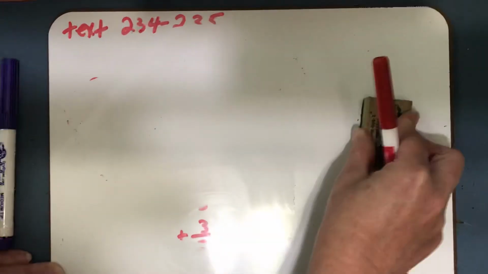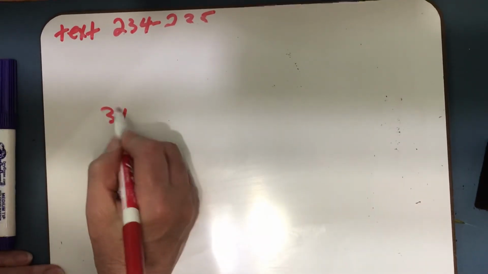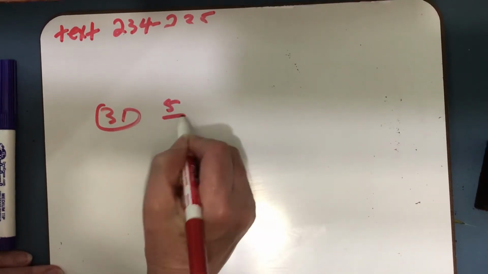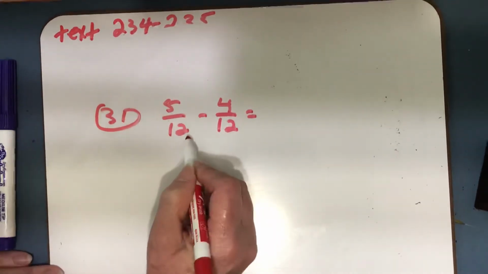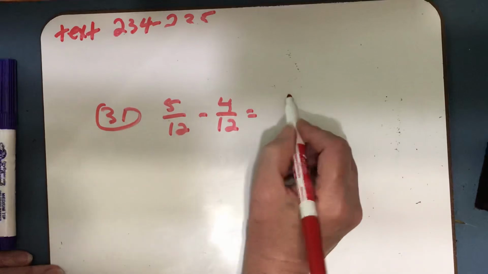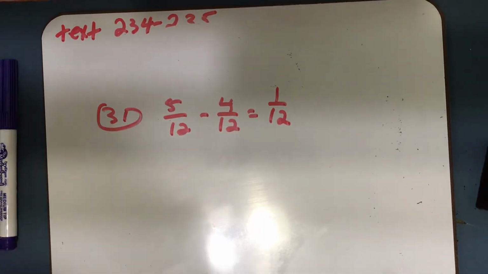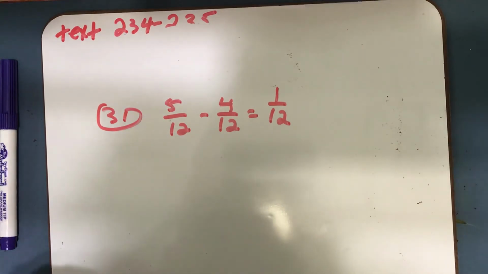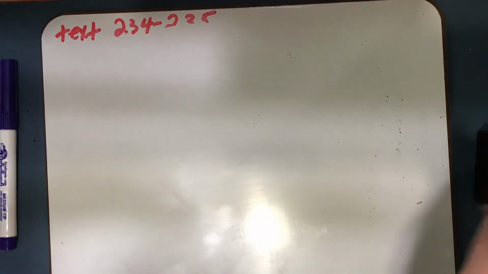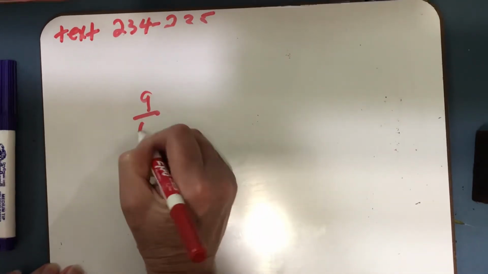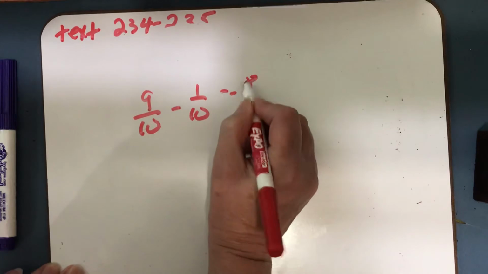And the next section is subtraction. So 31 says 5/12 minus 4/12. My denominators are the same, so I just subtract my numerators. That would be 1/12. Okay, and then 40 you need to figure out which is equivalent to 9/10 minus 1/10. So you have to subtract 9/10 minus 1/10, which equals 8/10.